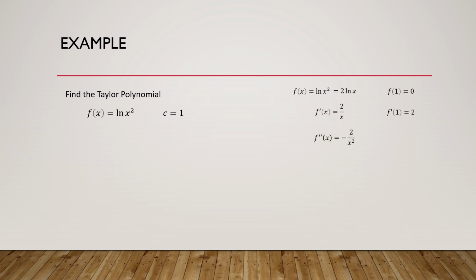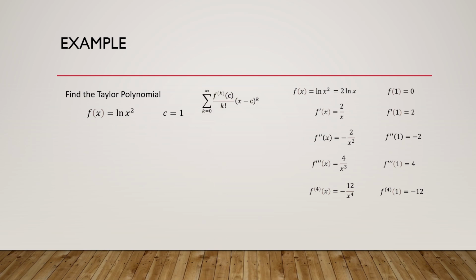The second derivative is negative 2 over x squared. At 1 would be negative 2. The third derivative is 4 over x cubed, making the third derivative at 1 equal to 4. The fourth derivative is negative 12 over x to the 4th, and at 1 would be negative 12.